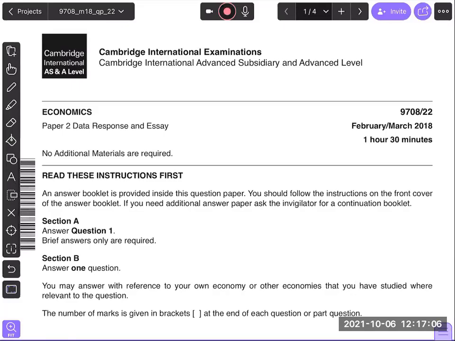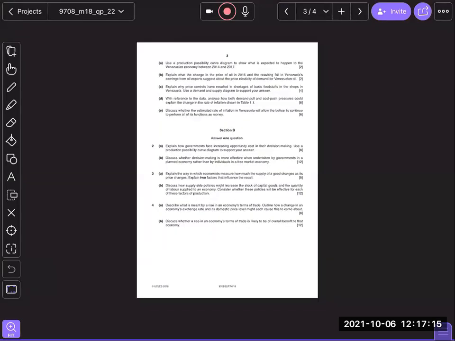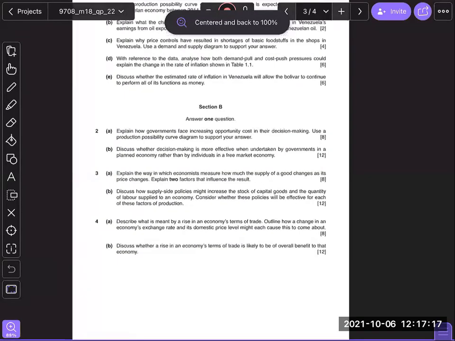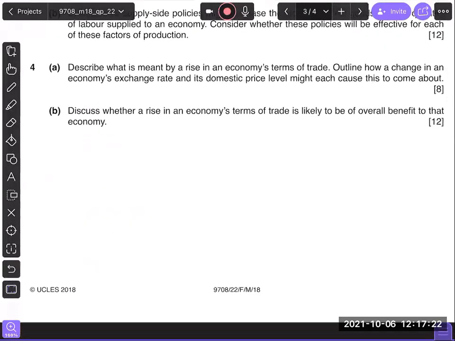So guys, let's start. So we're doing March 2018, Variant 2. Let's start with the essay question first, and let's start with 4 because we were doing international trade yesterday. So let's just look at this question.